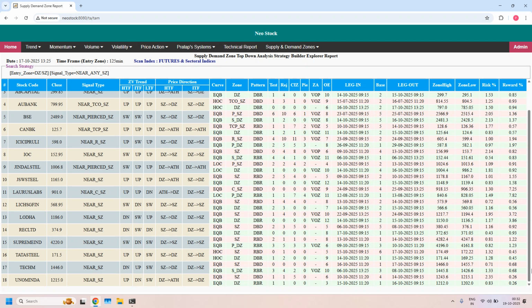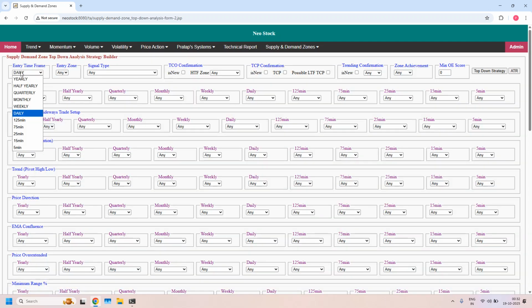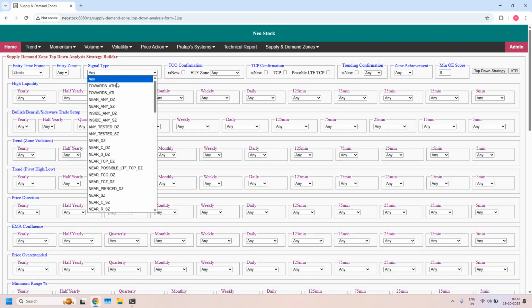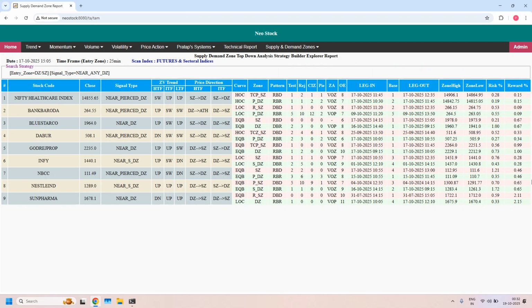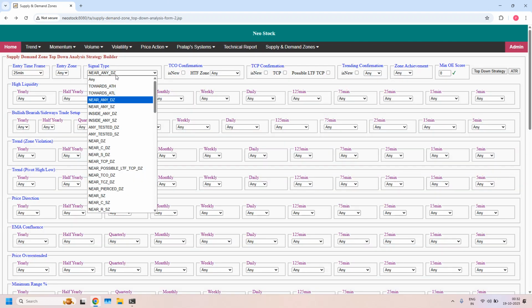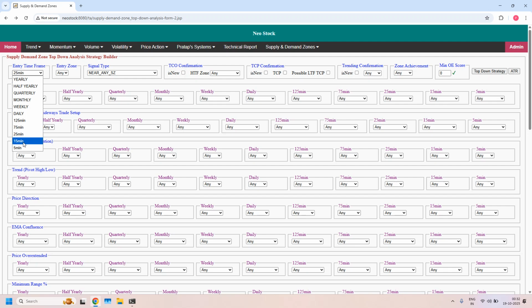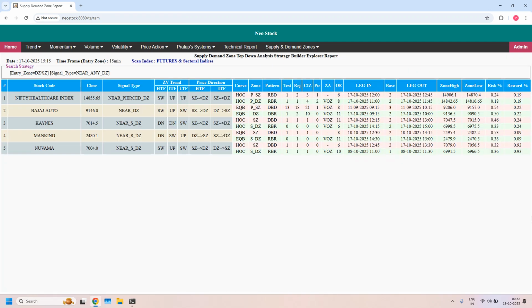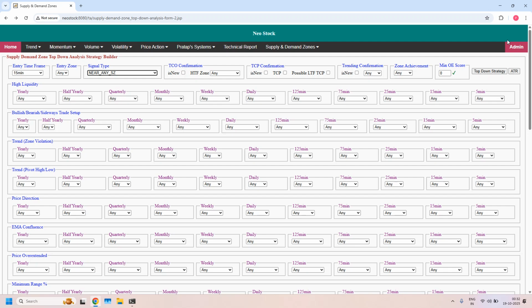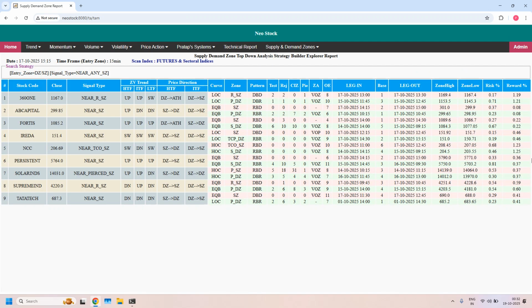Next time frame 75 minutes already generated in the beginning of the report. So the next time frame should be 25 minutes. Stocks near to the 25 minutes demand zone, we got 9 stocks. Next stocks near to the 25 minute supply zone, we got 10 stocks. Next time frame is 15 minutes. Stocks near to the 15 minutes demand zone, we got 5 stocks. Next stocks near to the 15 minute supply zone, we got 9 stocks.